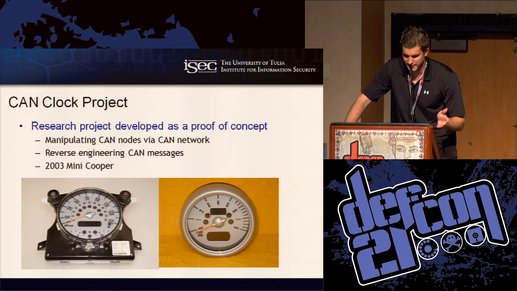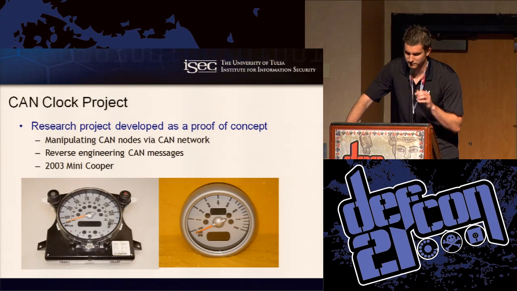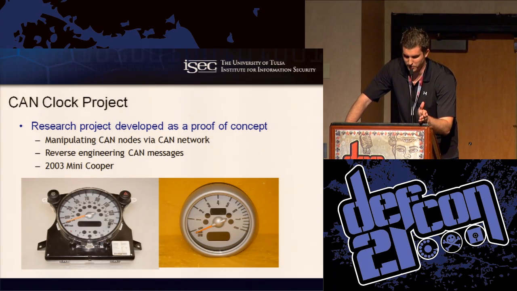It was designed originally as a proof of concept to demonstrate what a rogue ECU device could do if it was attached to a CAN bus. And the overall goal was to transform the instrument cluster from the Mini Cooper into a functional clock.